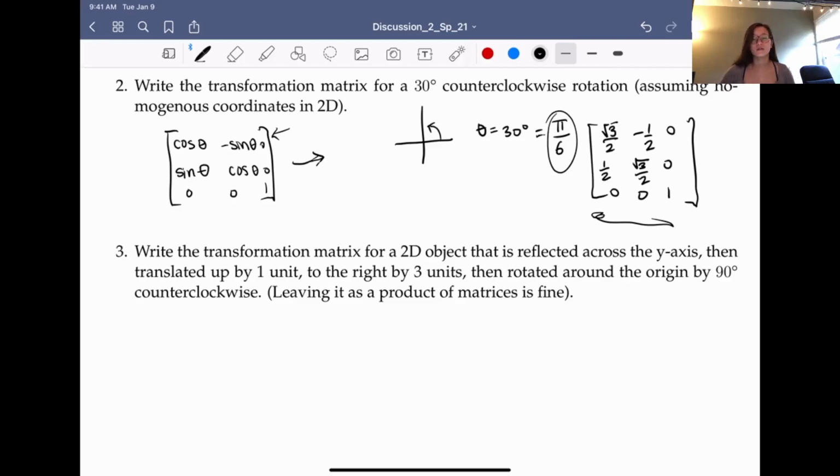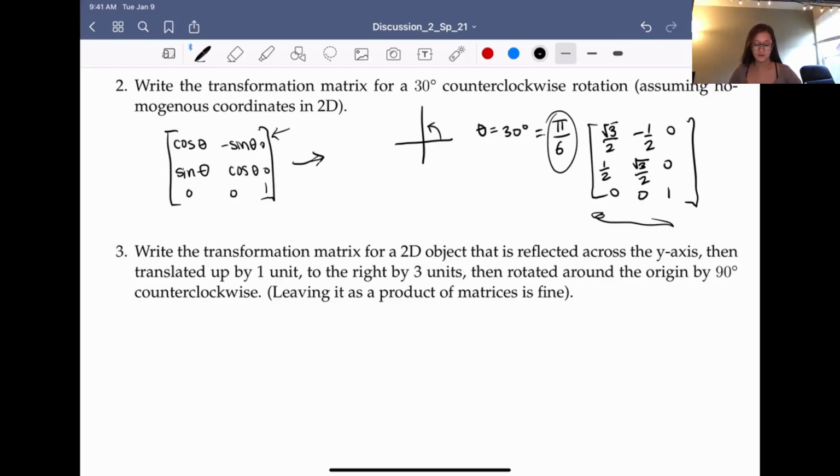Okay, so since we are trying to do multiple different transformations, we can write out each of these individual transformations and then multiply these 3 matrices together in order to get our final transformation matrix. We can also just leave it as a product of these 3 matrices. So let's start with the very first one.